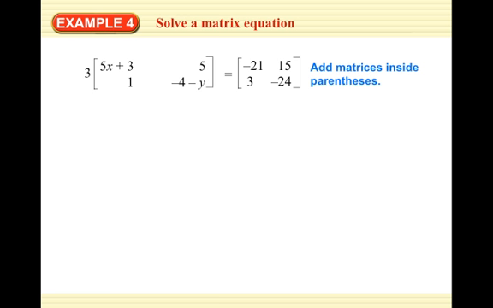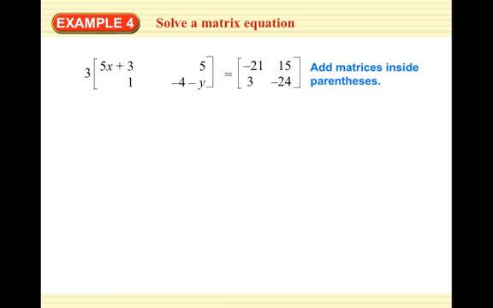So that's going to give us 5x plus 3, because 5x was added to 3, and there's no like term, so we just have to leave it as 5x plus 3. And then we had negative 2 plus 7, and that's 5. We have 6 plus negative 5, and that's 1. And then we have negative 4 plus negative y, so just negative 4 minus y. And that's going to equal negative 21, 15, 3, negative 24.